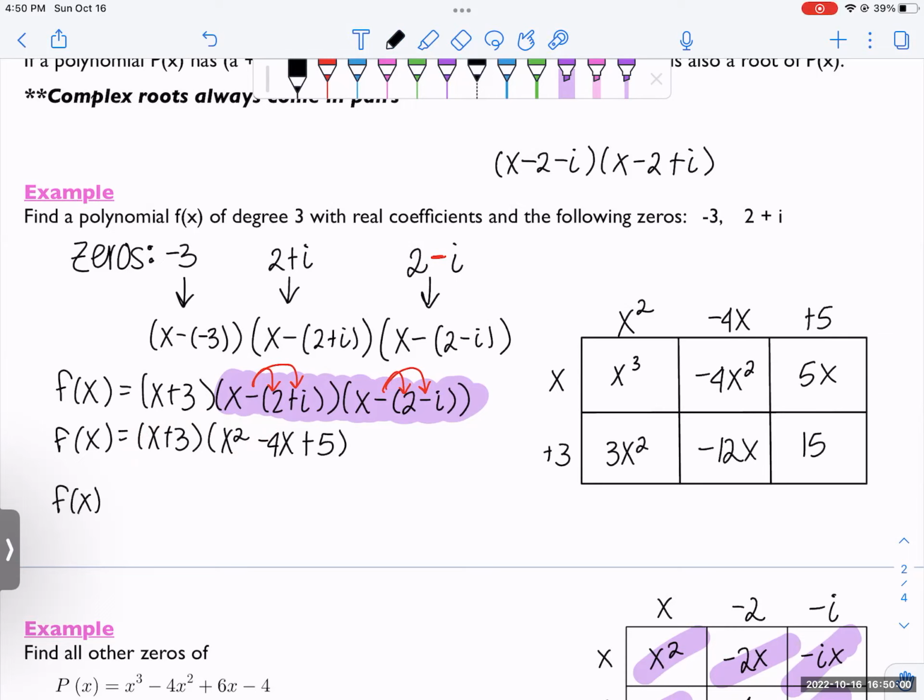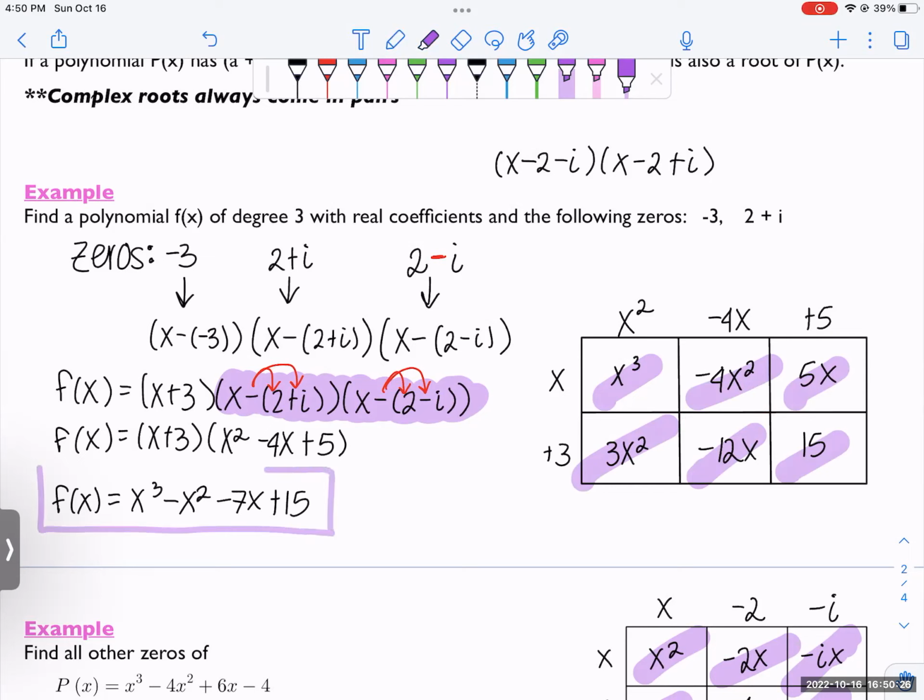Combining together our like terms, we have an x cubed. We have 3x squared minus 4x squared, so negative x squared. Negative 12x plus 5x is minus 7x. And then 15. So this polynomial, x cubed minus x squared minus 7x plus 15, has these zeros.